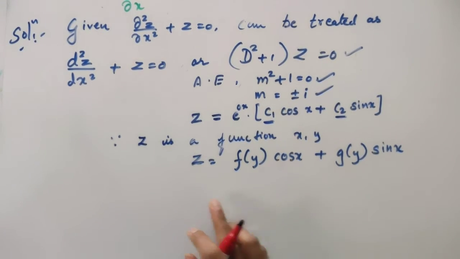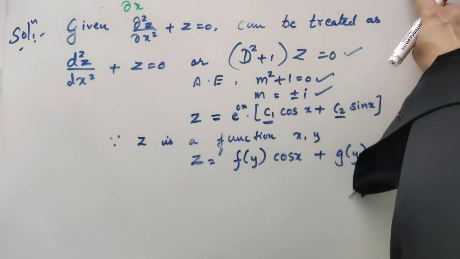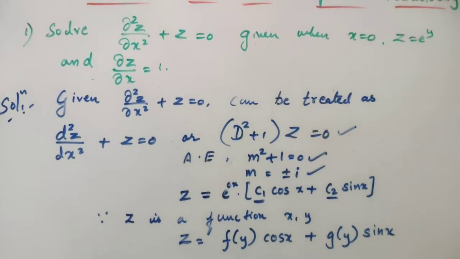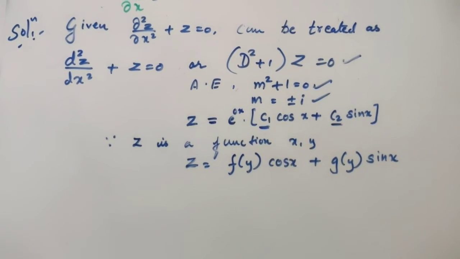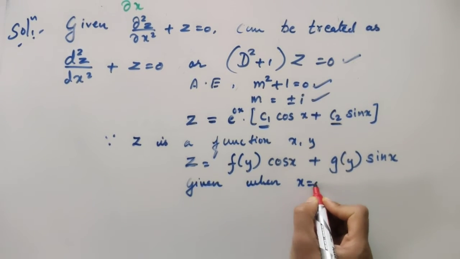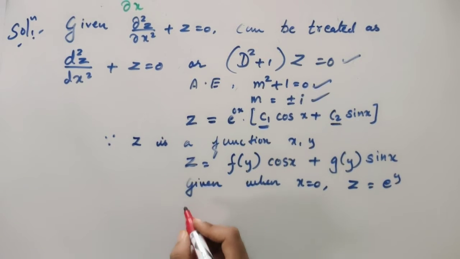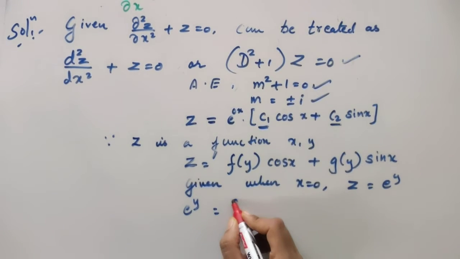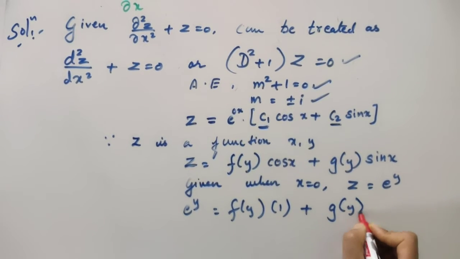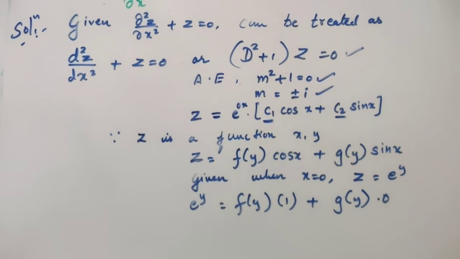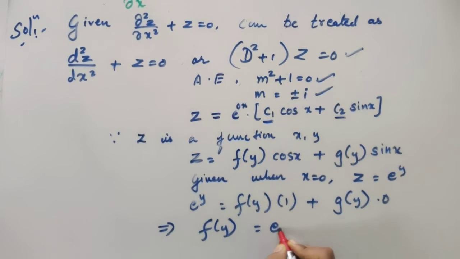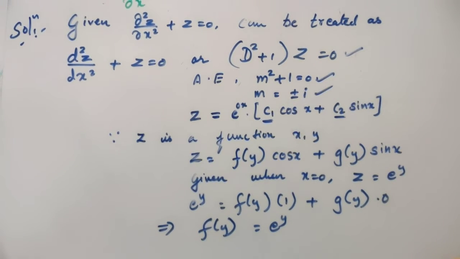After this, you are given that when x is equal to 0, z is e to the power y. Look at this, the question says when x is equal to 0, z is e to the power y. So let us do the substitution. Given when x is equal to 0, z is equal to e to the power y. So it will be e to the power y is equal to f of y cos 0, it's 1, plus g of y sin 0, it is 0. Yes or no? Because x is 0. So from this you get f of y to be e to the power y. You got the value for f of y. So keep it with you.